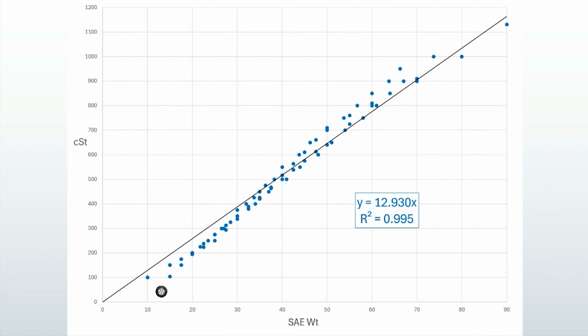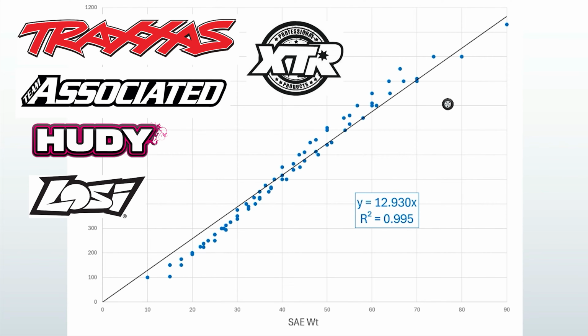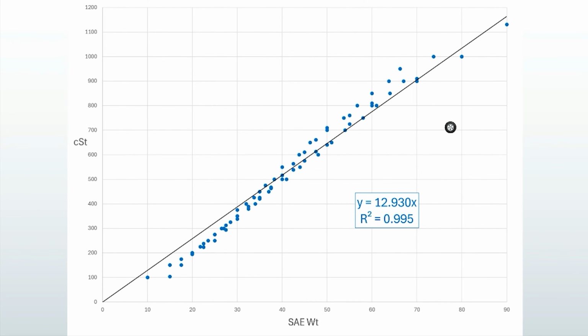Now let's look at all the possible data points on one trend line. I included some additional data points from Huddy and Traxxas. We'll do a trend line for them all combined together. When we do a trend line for all the data points combined together, we get a slope of 12.9, which is right in the middle of the slopes that we calculated independently. The R-squared value is still quite high. So I think it's a very safe conclusion that SAE to cSt data conversion is on a linear scale, despite the published numbers on bottles not always being a perfectly straight line.